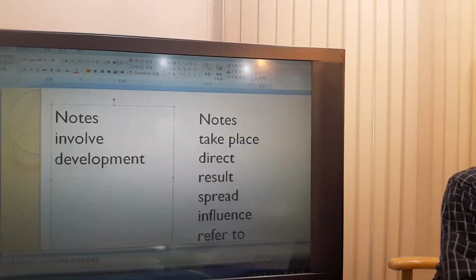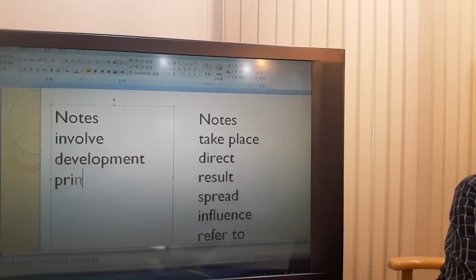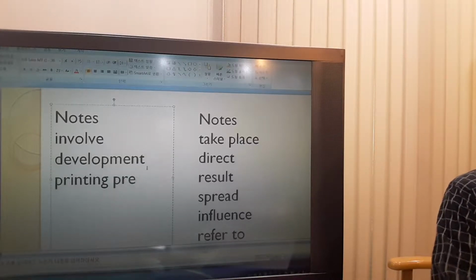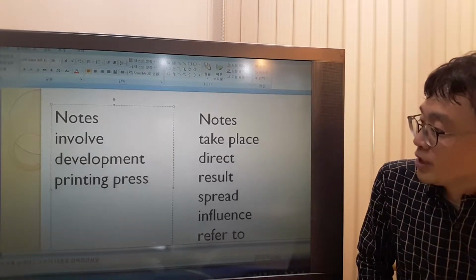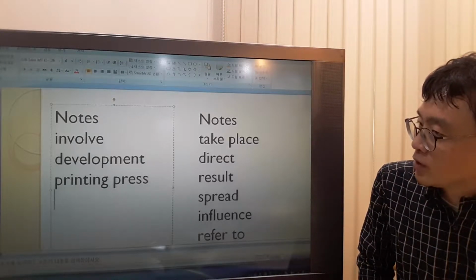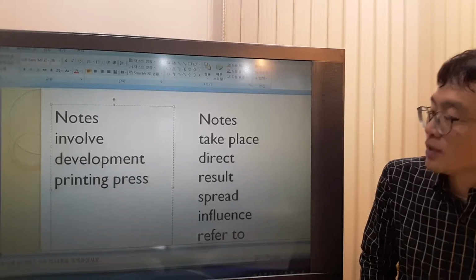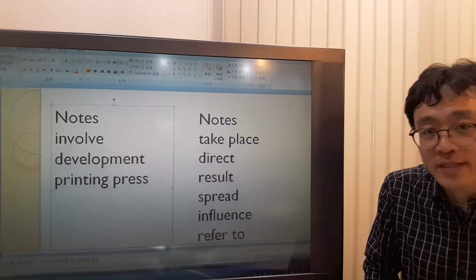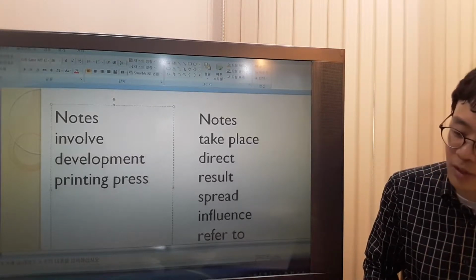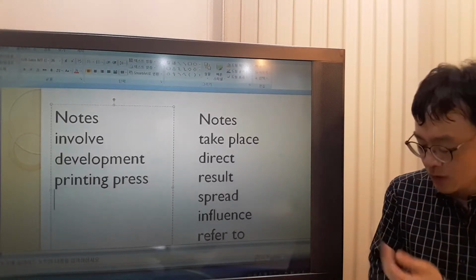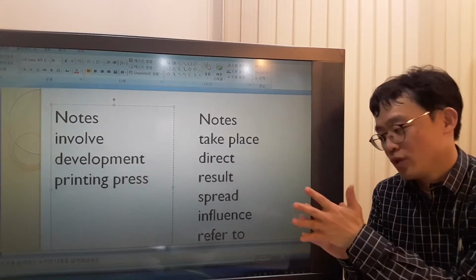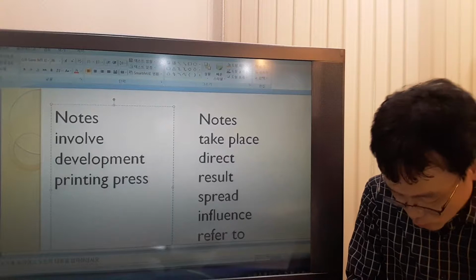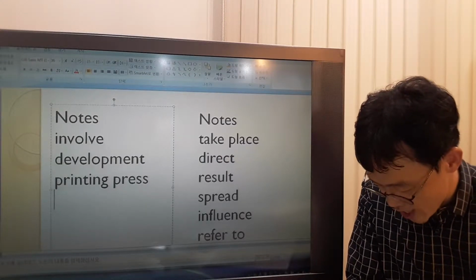Improving of the printing press. What does print mean? Print means to produce books or newspapers in a large quantity by using a machine, which is called the press or the printing press. Why do you call the machine press then? Because you press the letters with the ink on it to the paper. That's why you call it the press. That's why newspapers or magazines are called the press.